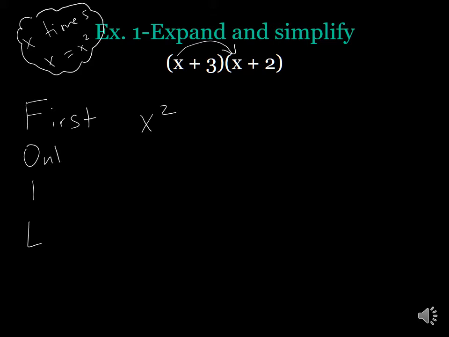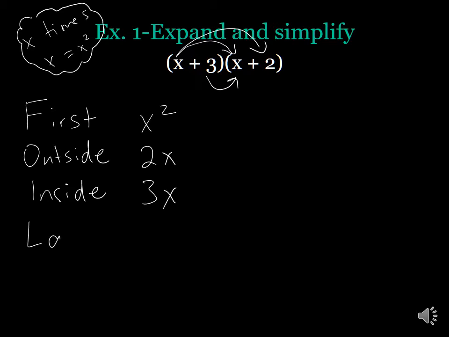The O stands for outside, so we multiply the outside terms. X times 2 gives you 2x. The I stands for inside, so we multiply the inside terms. 3 times x gives you 3x. Finally, the L stands for last. You multiply the last two things. 3 times 2 is 6. Essentially what you're doing is making sure that everything in the first bracket gets multiplied by everything in the second bracket.